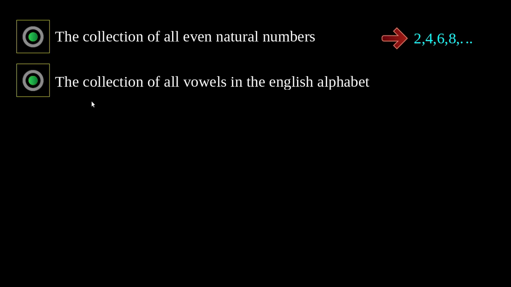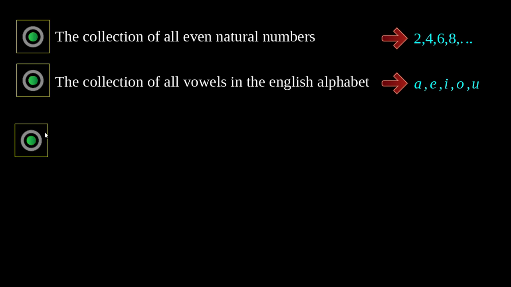See another example. The collection of all vowels in the English alphabet. Which are the vowels in the English alphabet? A, E, I, O, U. We can definitely say the letters which belong to the collection, and we can say the letters which are not in the collection also. For example, Q is not a vowel and hence Q does not belong to the collection. X is not a vowel and hence X does not belong to the collection.